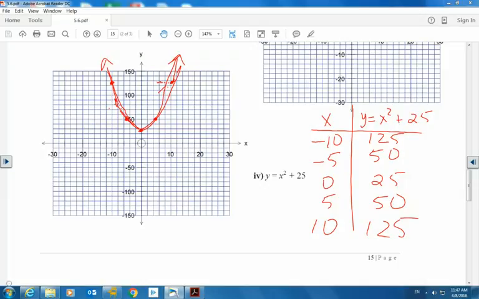It looks like a U shape. Is this linear? No, not linear. Why is it not linear? Because it is not a straight line. All right, the graph is not in a straight line.